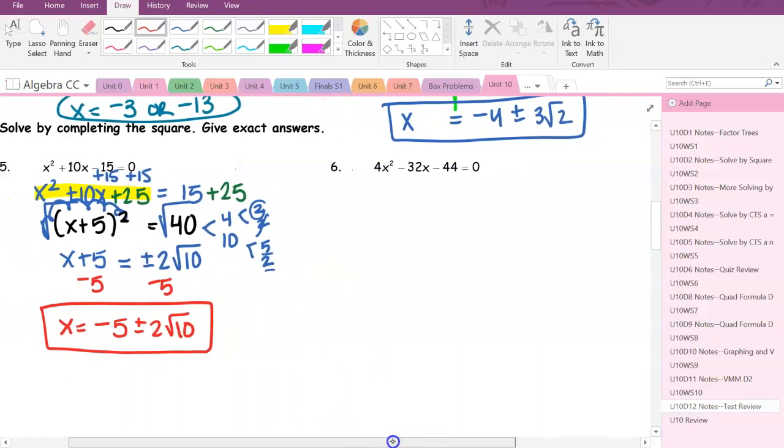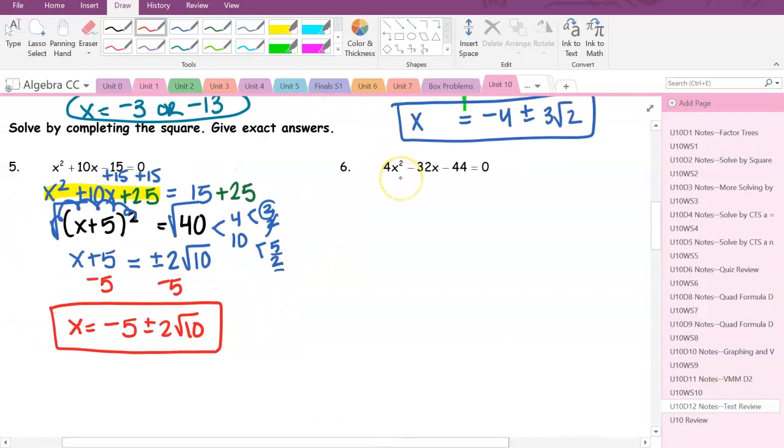All right, now let's try it again, but this time we have a number in front of our x squared. So you're going to start off with the same step. You're going to move your constant over to the other side. So I'm adding over 44.